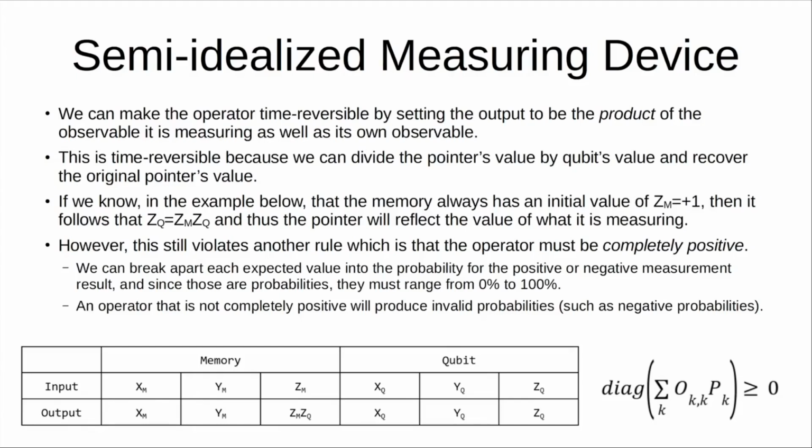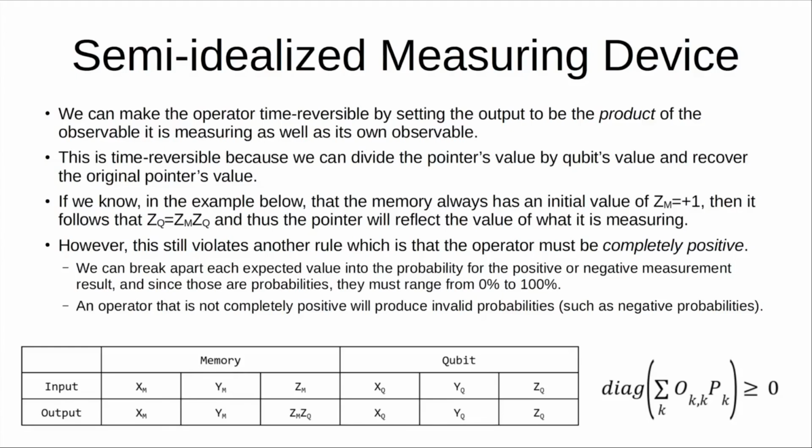Because if we know for certainty that the original value of the pointer is +1, then ZQ is the same as ZM times ZQ. Meaning that the value of the pointer will reflect whatever the value of ZQ is, and therefore the pointer will reflect the value of the qubit it is measuring.